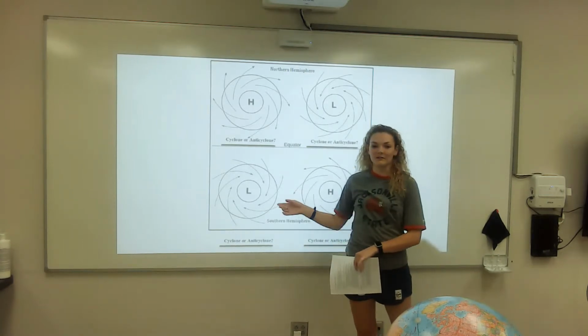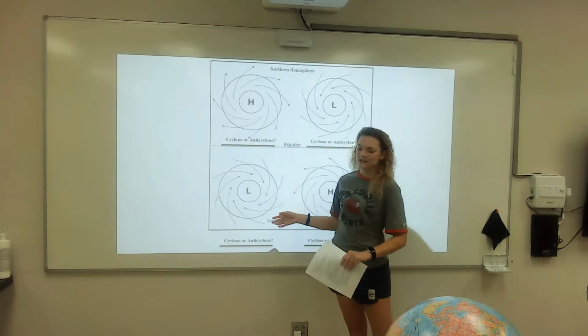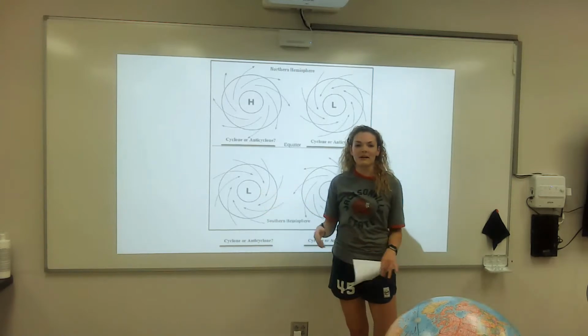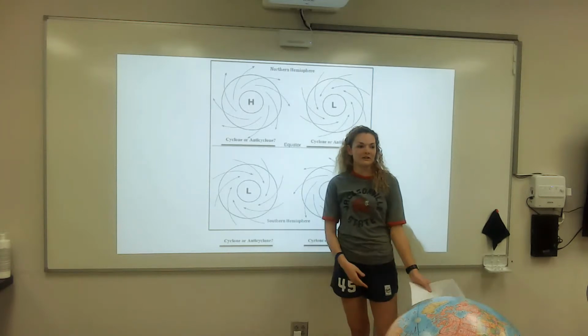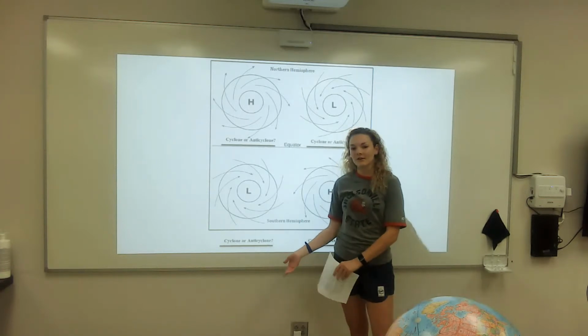Also, there's the third force, friction, because all friction does is slow down or minimize the other two effects. So friction slows down the pressure gradient and it slows down the Coriolis effect.